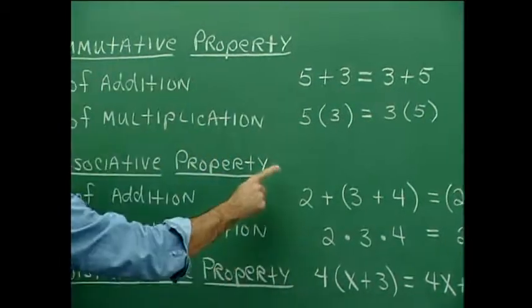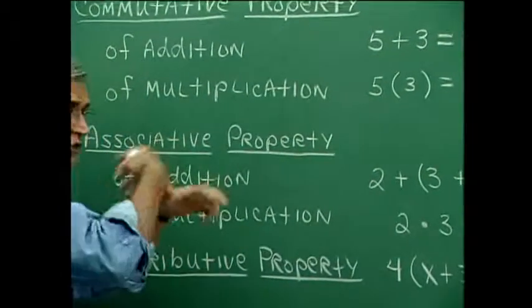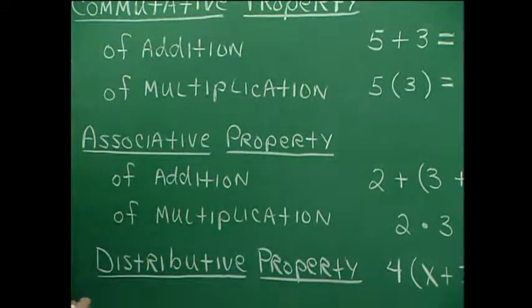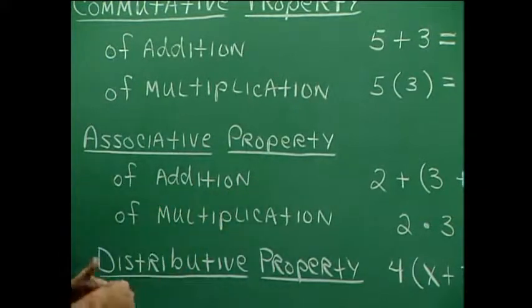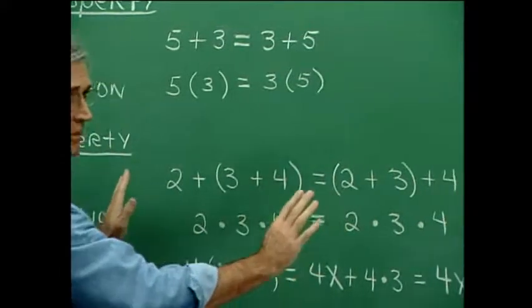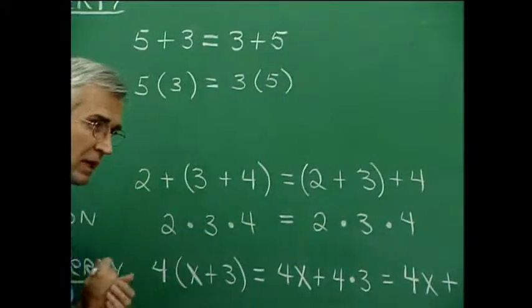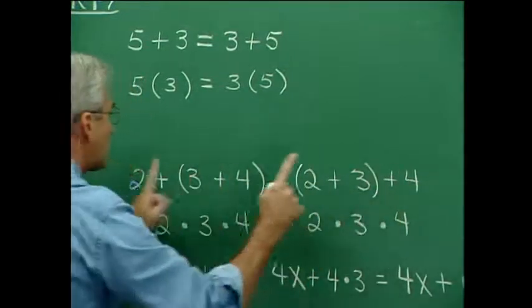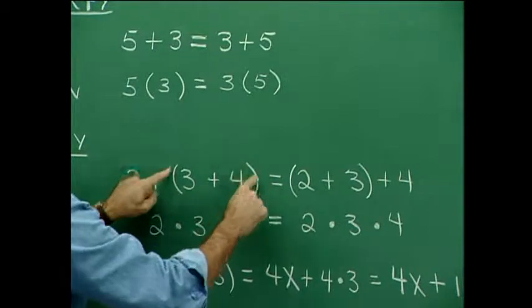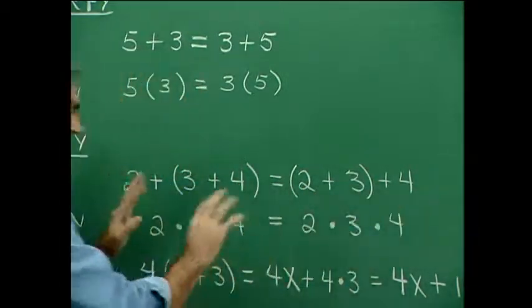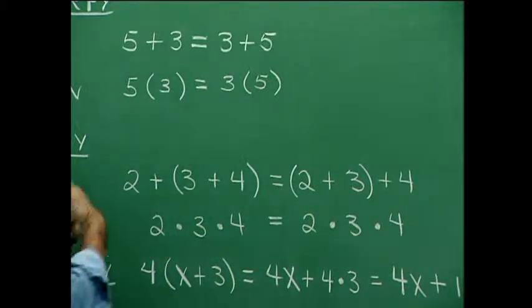Now, the associative property, on the other hand, has to do with the association of the numbers that are involved under a certain operation. The associative property of addition is illustrated this way. If we're adding 2, 3, and 4, we can add any 2 of them that we want to begin with. That's basically the idea. Now, I do want you to notice that 3 and 4 can be added before we add the 2, or we can add 2 and 3 first and then add the 4, and it doesn't make any difference.